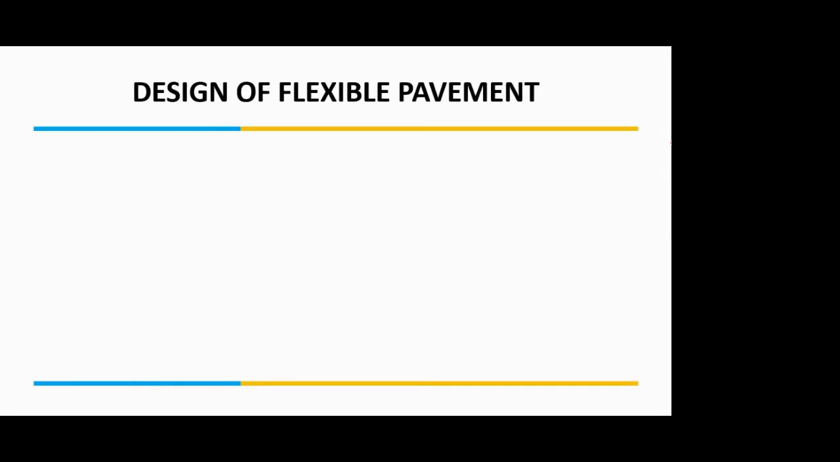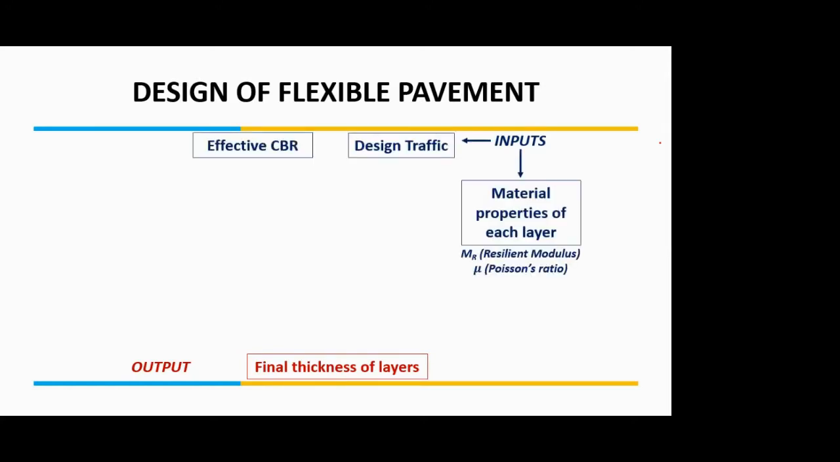So we have started with the design of flexible pavement in our previous lecture, and just to give a quick summary, what we had seen is, like any other design process that we have in civil engineering, design of any structure or any component, you need some inputs and you have some output from the design. In the same way, in flexible pavement design, the output is the final thickness of all the layers of your pavement, and the inputs are the effective CBR, the design traffic, and the material properties of each layer.